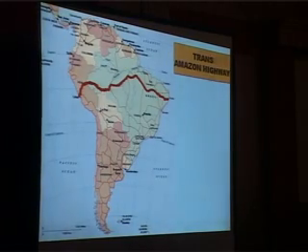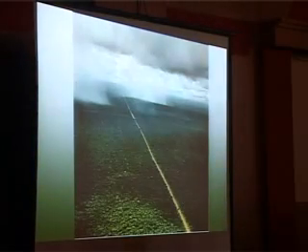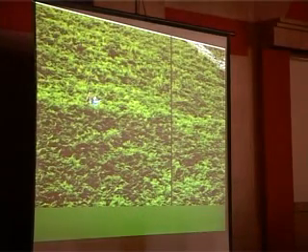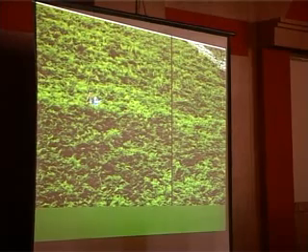Okay, so you have to take enough precaution. Next. This is a highway, the Trans-Amazon Highway. Next one. Greenery is always present. Next. Next. Next.